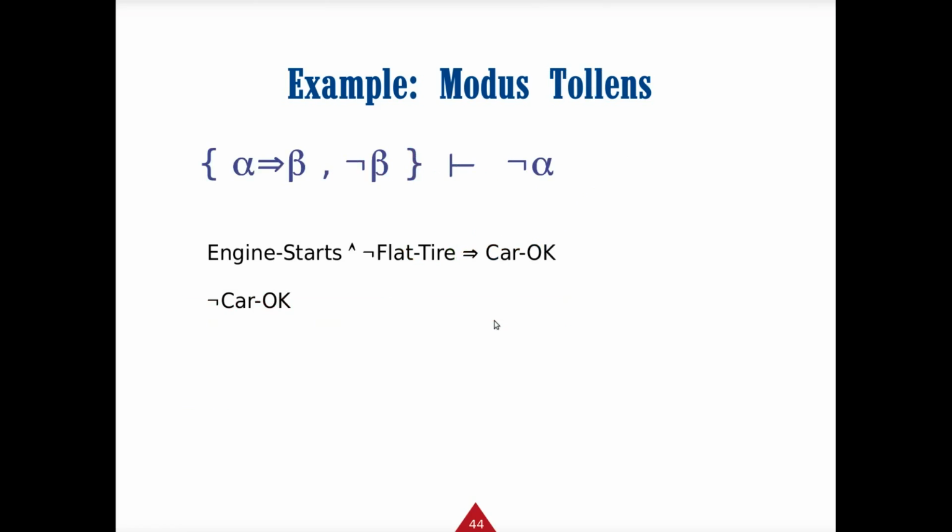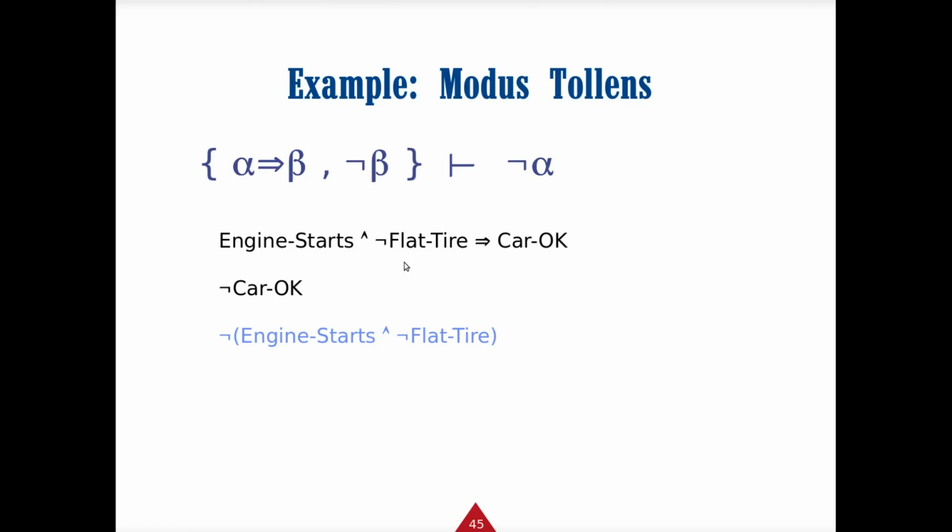And then the modus tollens is basically proving something by proving the negative. So in this case, if my engine starts and I don't have a flat tire, my car's okay. So modus tollens means, okay, if something's not going to happen, it's not going to be true. So if my car's not okay, what does that mean? It means either my engine's not starting, or I have a flat tire.